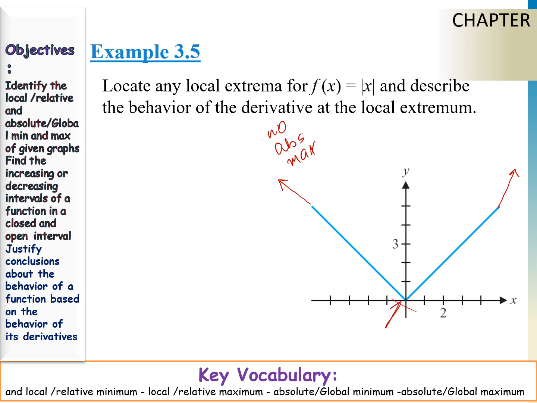Now look at this. What is this? This is the lowest part of the graph, so we have an absolute minimum. And also this is the turning of the graph, so we have the local minimum also. And what is the point? f of 0 equals 0, because the y value is also 0.